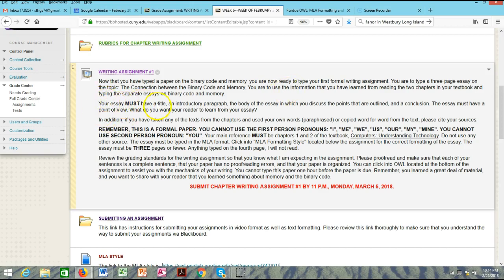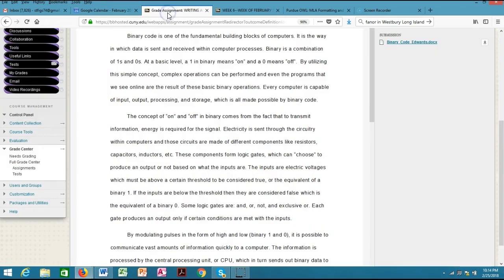Your essay must have a title, an introductory paragraph, the body of the essay in which you discuss the points that are outlined, and a conclusion. The essay must have a point of view. What do you want your reader to learn from your essay? So let's give you an example, ladies and gentlemen.